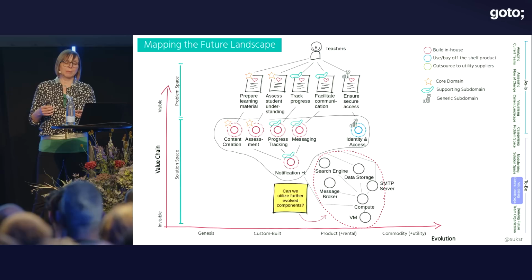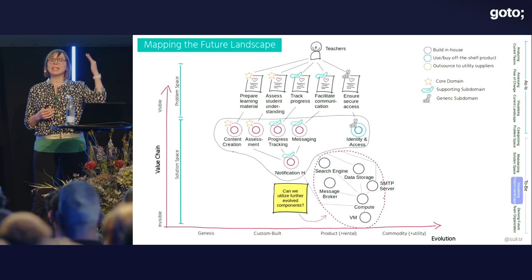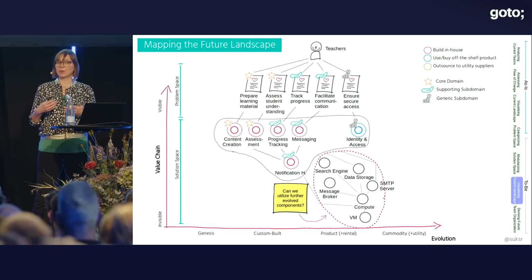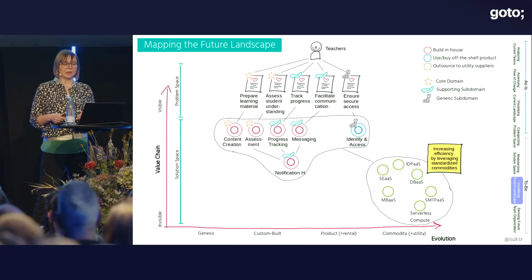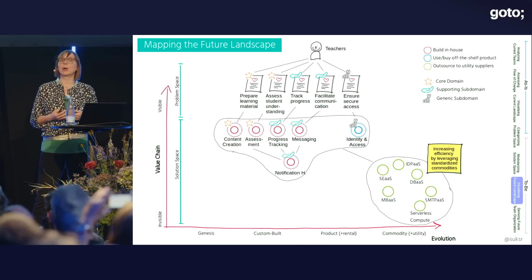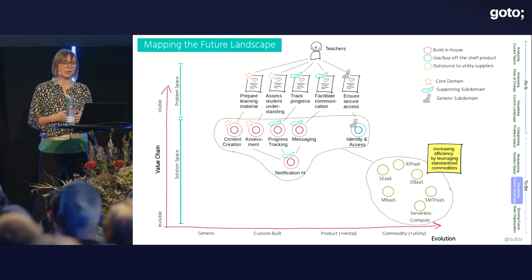Whether we could leverage further evolved components needs to be assessed for the entire value chain, not only for our bounded context, in order to also increase our general efficiency. So in our example, we could decide to migrate our on-premise infrastructure components to cloud-hosted services as commodity in order to close our previously identified efficiency gap.